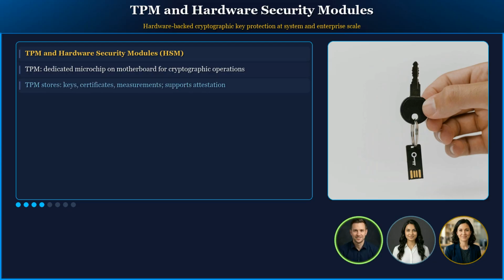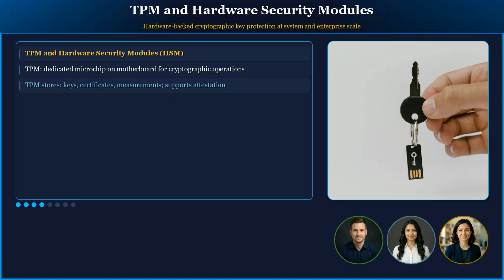Attestation is a key Trusted Platform Module capability. The Trusted Platform Module can produce a signed report of the system's current state, the hash measurements of what software is running.